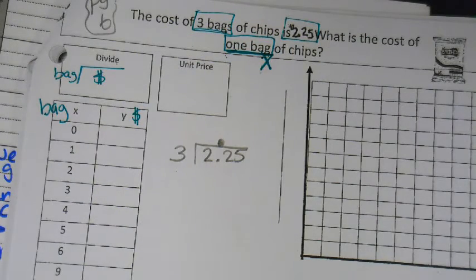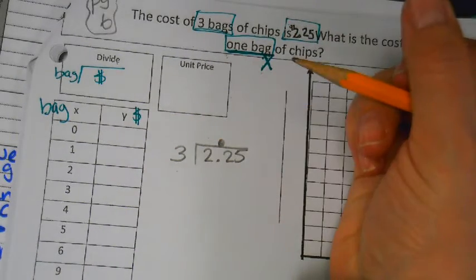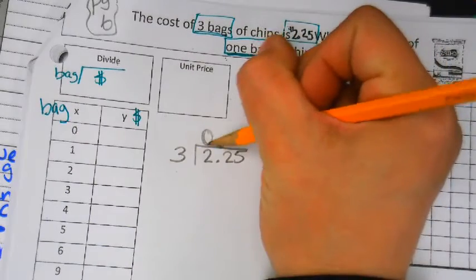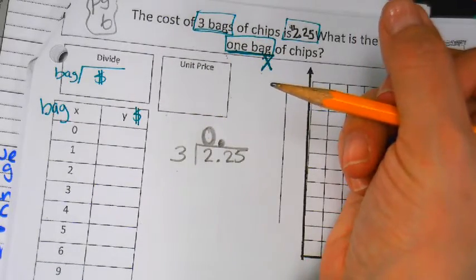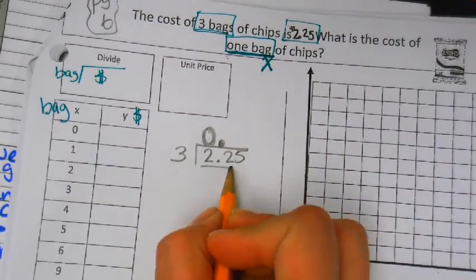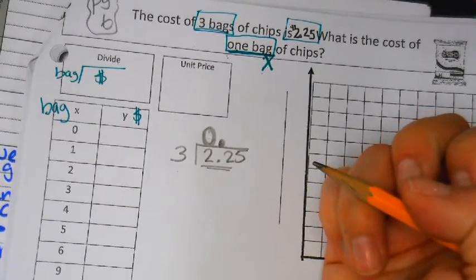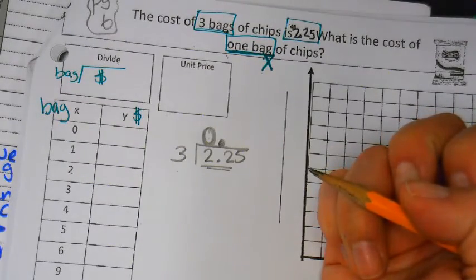Does 3 go into 2? No. So what do I put on top? 0. All right, Dana, let's focus on this. We're going to put a 0 up here. Do it with me. Don't do it after me. Try to stay with me. Okay, so now we have 22. How many times does 3 go into 22? 7.